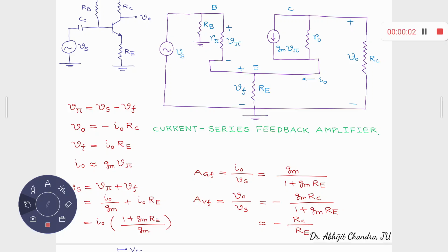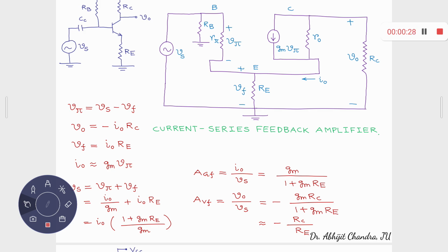So we stopped here yesterday, in the last class. Current series feedback amplifier. We also discussed the other type, that is voltage shunt, right? We have discussed the voltage shunt feedback amplifier and the current series feedback amplifier. Still, two types are left. What are those? Voltage series and current shunt.